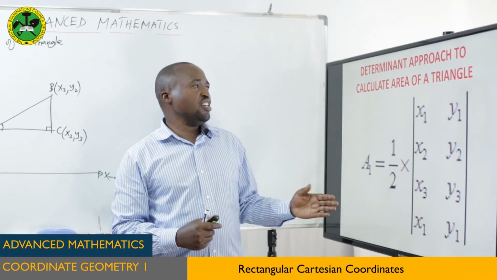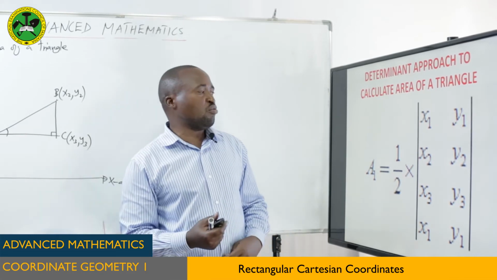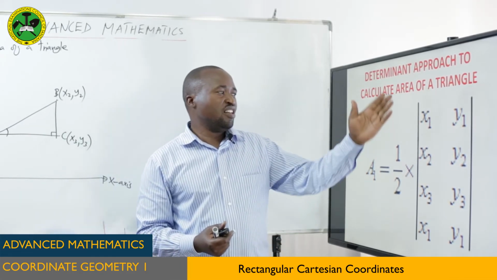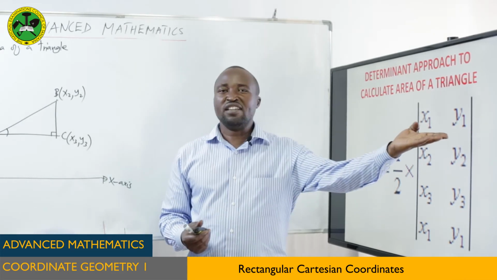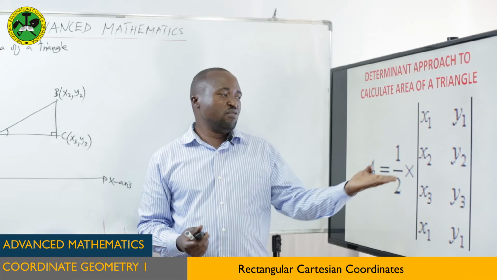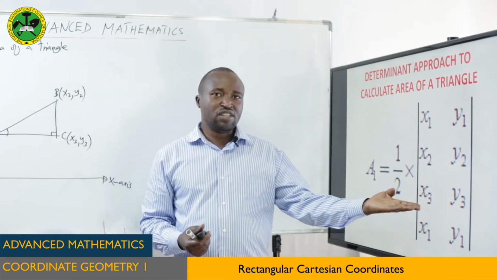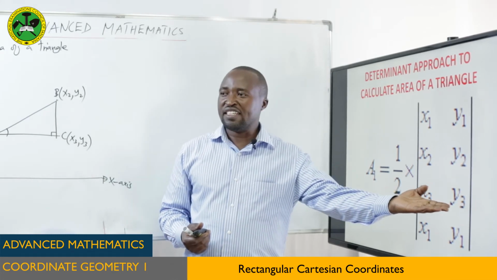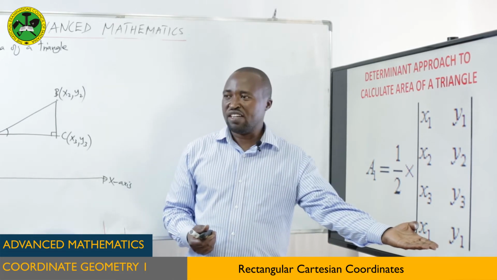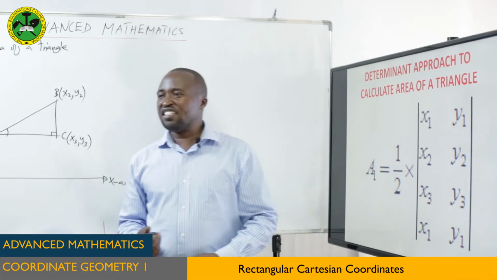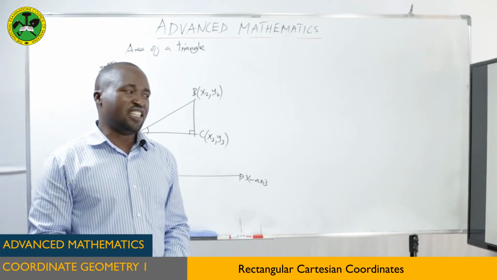Then we use the determinant approach to calculate the area. In the determinant approach, we start with the first coordinate, that is x1, y1. We proceed with x2, y2, the second coordinate, then the third coordinate, x3, y3, but we repeat the first coordinate, x1, y1. So that is the general formula that is going to help us compute the area of a triangle.